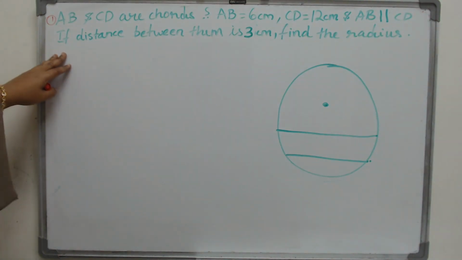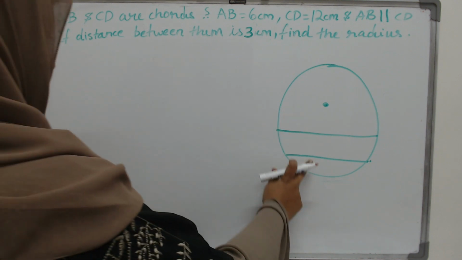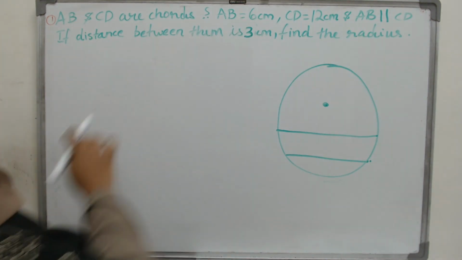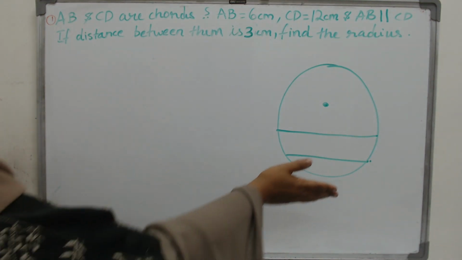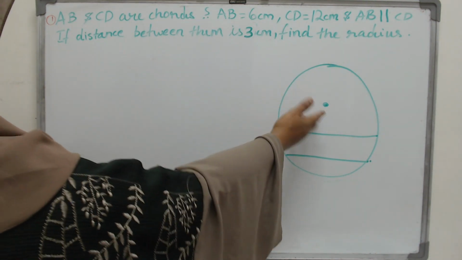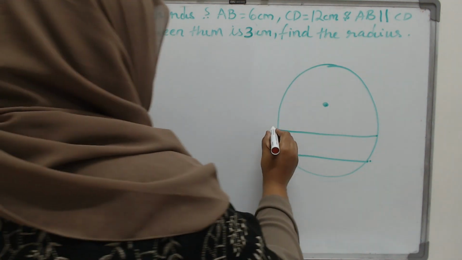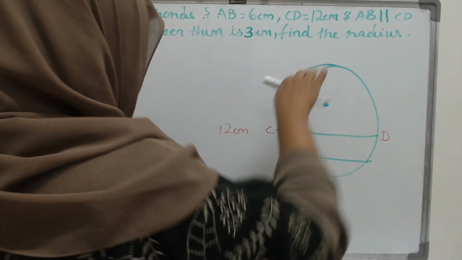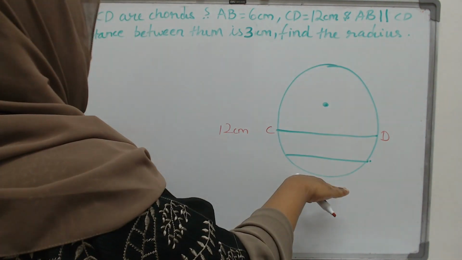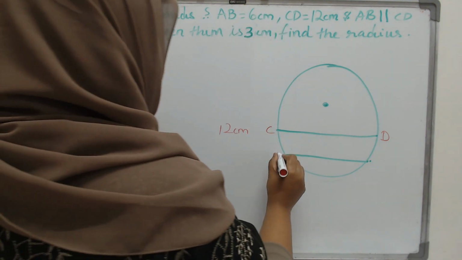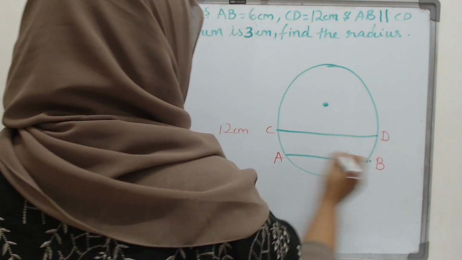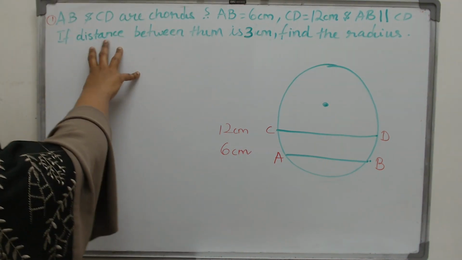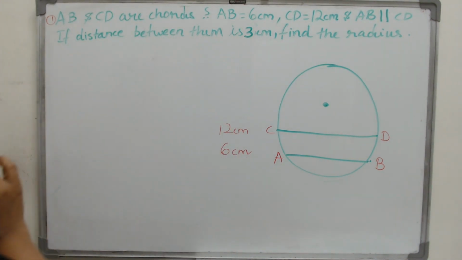Now look at this question. You have two parallel chords AB and CD. One of them is 12, the other is 6. Which one will be greater? The one nearer to the center will be greater. So this should be your CD because it is 12 centimeters, and the one which comes farther away from the center will be smaller. So this will be your AB, whose length is 6 centimeters. And next, what do you have? The distance between them is 3 centimeters.